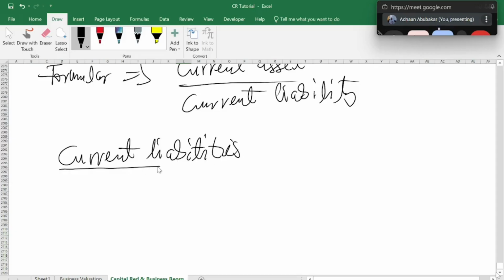So line up all your current liabilities. Go into the question. What are the current liabilities? You have your payables.